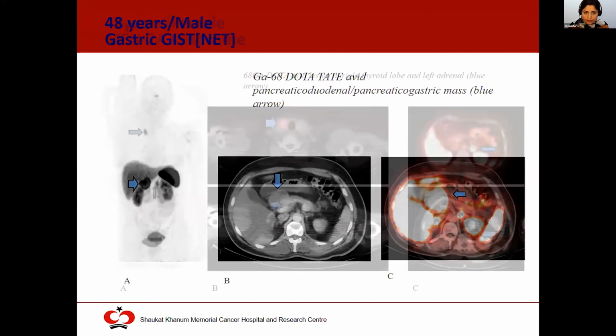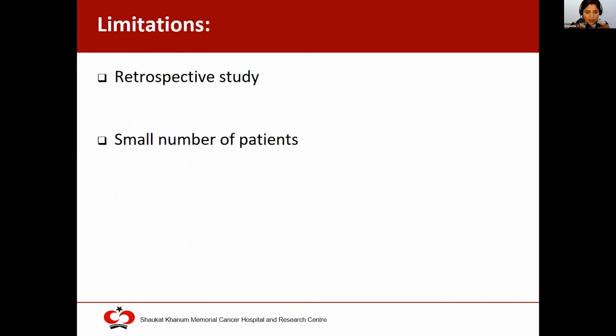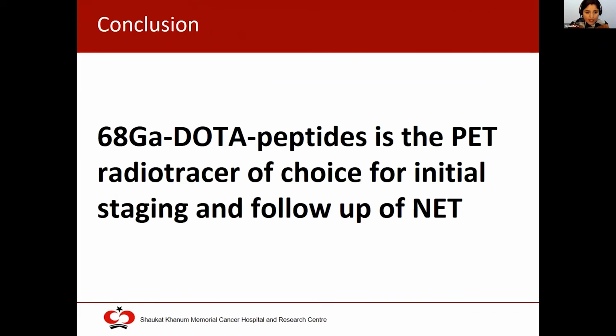This is another case image of a 41 year old female with MEN2A syndrome. In this, two DOTA avid lesions are seen, one in the right thyroid lobe and another in the left adrenal gland, which were malignant in nature. The limitation of our study is that it is a retrospective study with a very small number of patients. Hence, to conclude, gallium-68 DOTA peptide is the PET radiotracer of choice for initial staging and follow-up of neuroendocrine tumors.